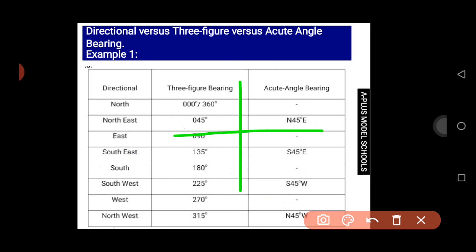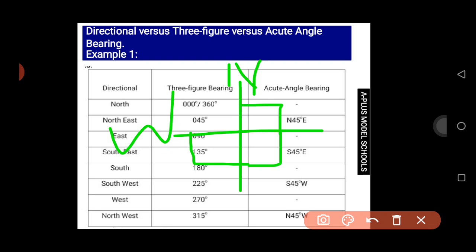When you look at west, this is the north. From here to here is 90, here 180, here 270 degrees, which is on west, where the angle is greater than 90 degrees. And 270 degrees is not a complementary angle. Why? Because it is greater than 90 degrees. So it has no acute angle bearing.